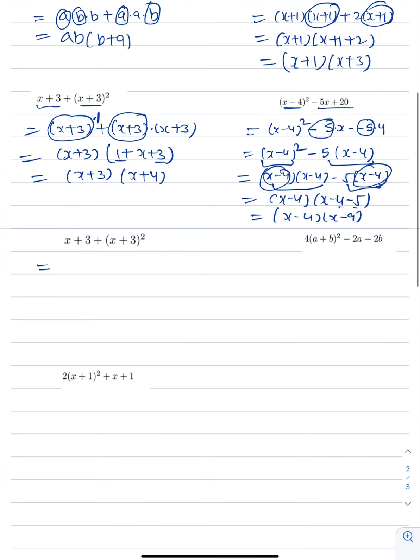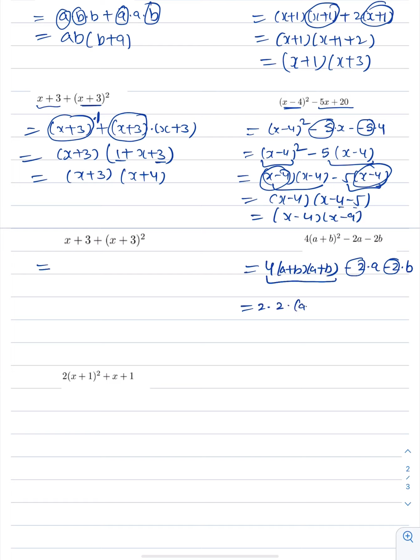So now this one, you have 4 and then a plus b times a plus b. So that's your first term. And then here you can see this is negative 2 times a minus negative 2 times b. So we have negative 2 common. So I'm going to rewrite this as 2 times a plus b, and then you have a plus b, and then we took negative 2 common, so you got a plus b again.